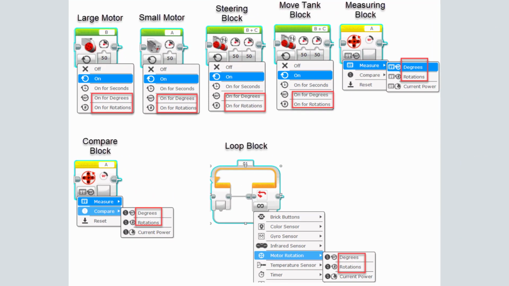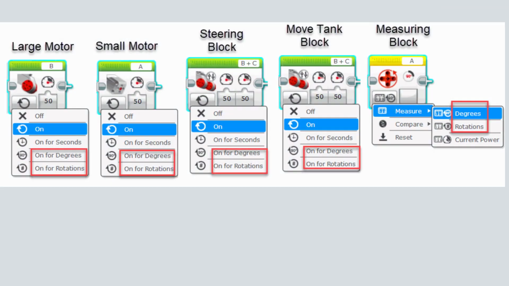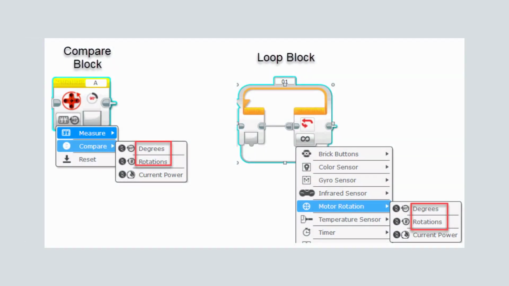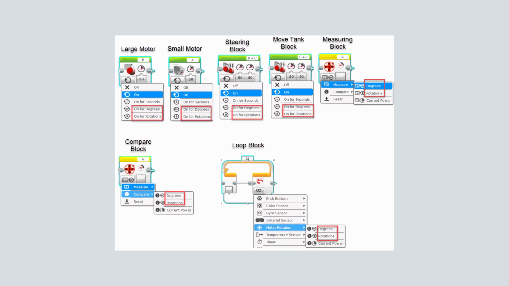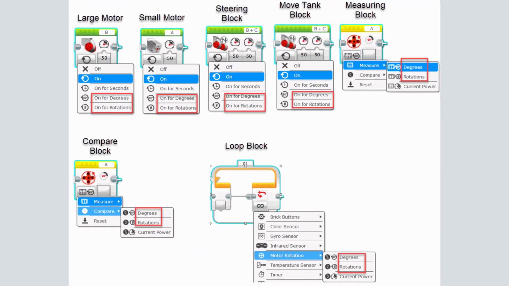We use rotations or degrees in Lego block programming. That is because the motor sensor knows only rotations and degrees. Why doesn't the motor think like us in inches or millimeters? You know why? Maybe because it's not human. Haha, just kidding. Take a guess.